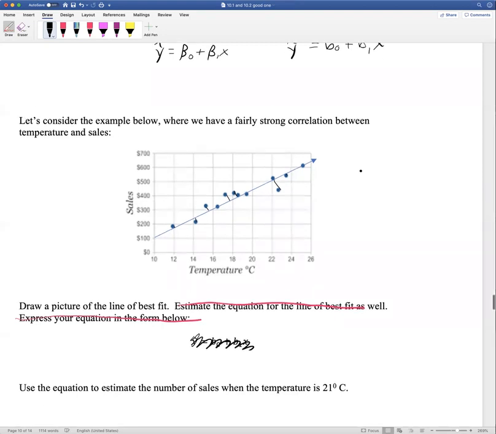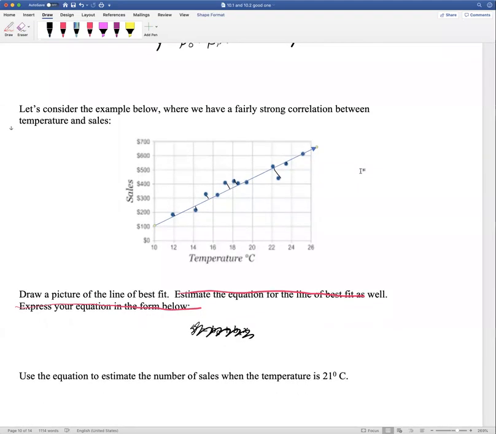Now let's take a look at this guy. It says, let's use the equation to estimate. So instead of the equation, I want to see if you can use the line of fit, the line of best fit, to estimate the number of sales when the temperature is 21 degrees Celsius. So what that means is I'm going to use my line. I'm going to go up here to 21 degrees. Here's 21 degrees on that line.